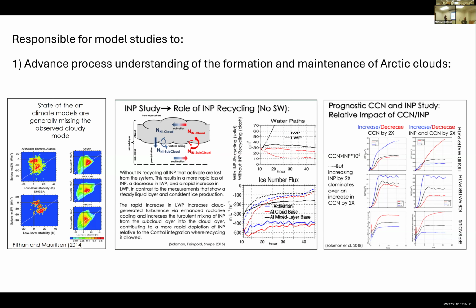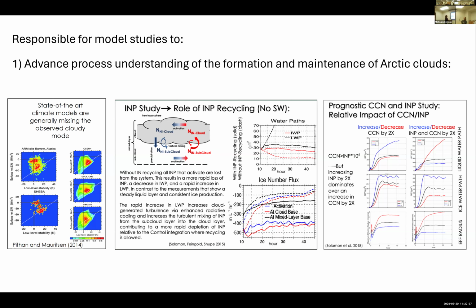In the upper right, this is showing a time series of ice water path in red and liquid water path in black. The dashed line is without recycling and the solid line is with recycling. This is just to show that when you do allow for this process, you can maintain the phase partitioning between liquid and ice in these clouds. This is a single layer mixed phase stratocumulus. That's what I've been focusing on.